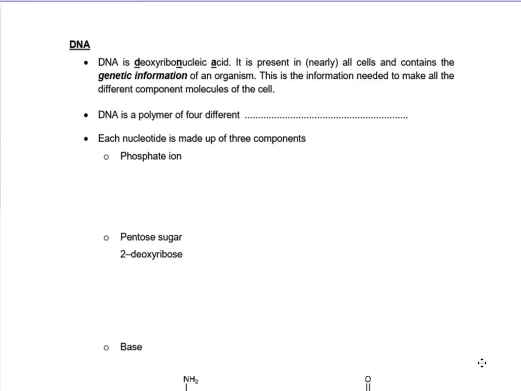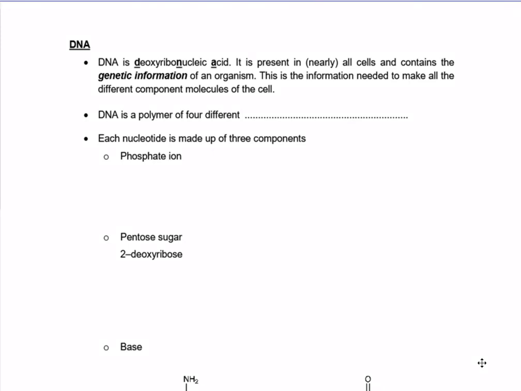This video is about DNA, or deoxyribonucleic acid, which is present in nearly all cells and contains the genetic information of an organism. It's the information required to produce new cells and to tell the cell how to work.